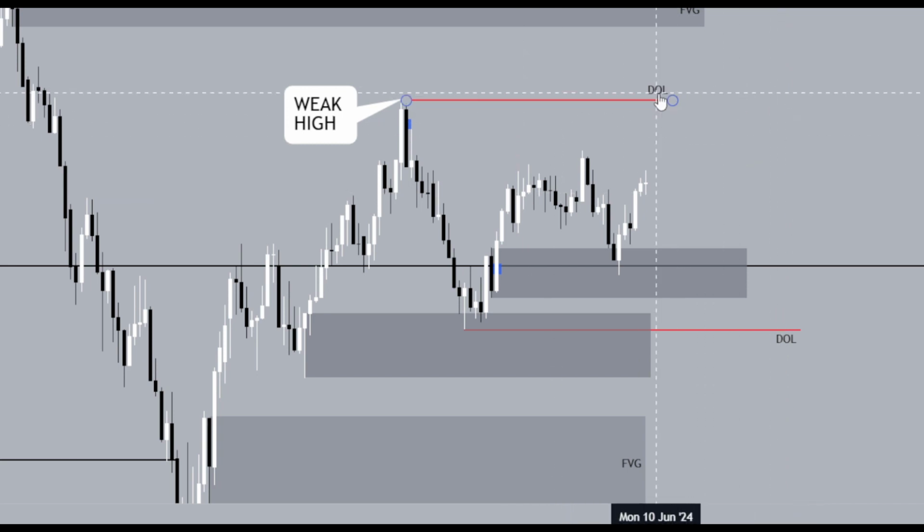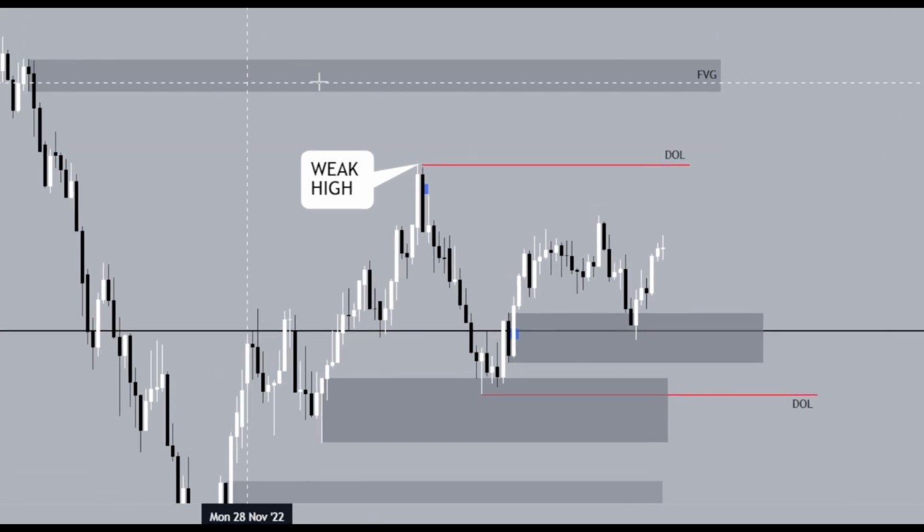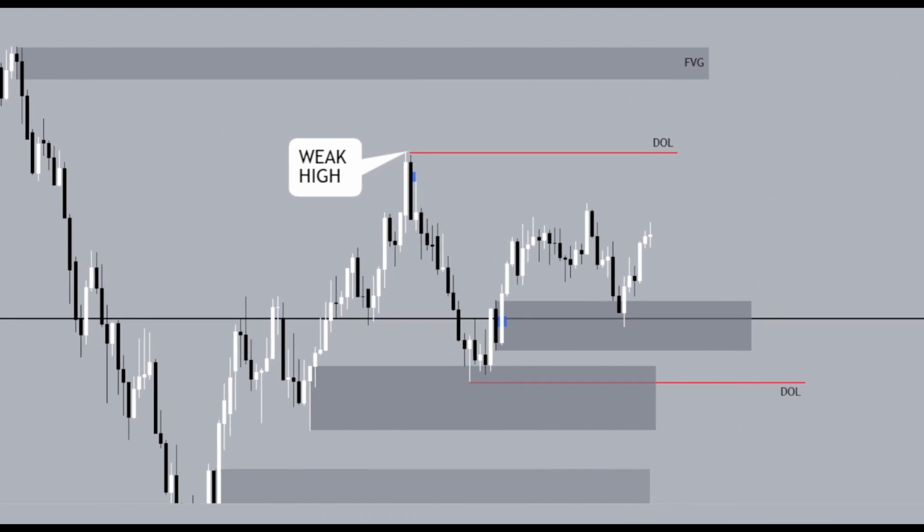So I expect, I mean, this is a draw on liquidity. That's 1.313. So that's the next weekly draw on liquidity. Yes, we have a fair value gap or a PI up here. So ultimately, we could end the year bullish, right, with this kind of price action, okay?